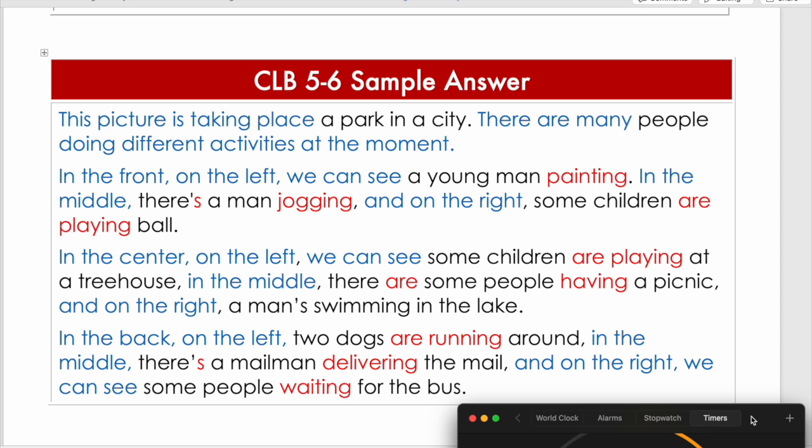In the back on the left, two dogs are running around. In the middle, there's a mailman delivering the mail. And on the right, we can see some people waiting for the bus.